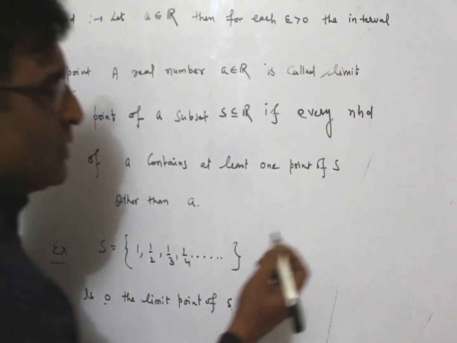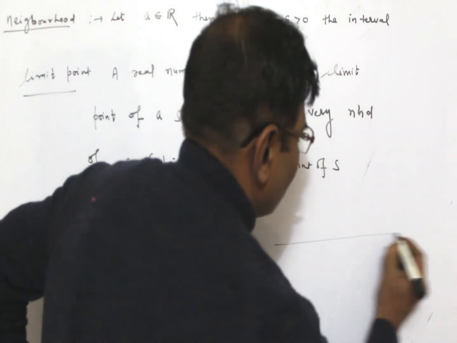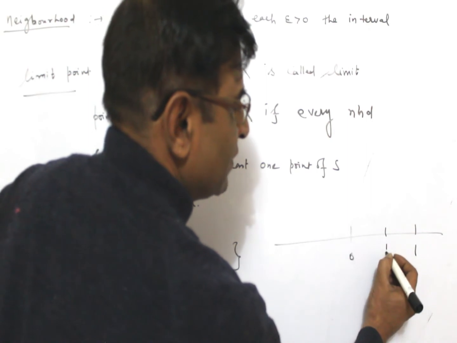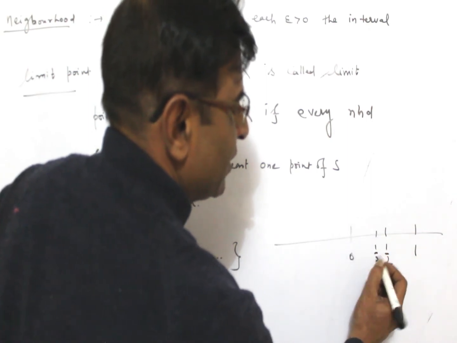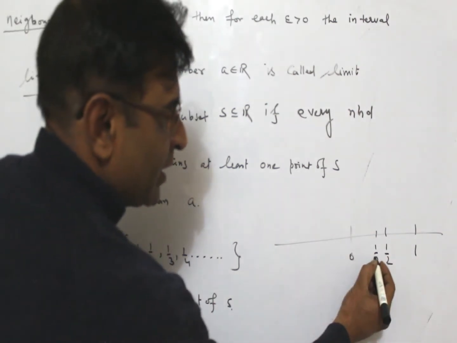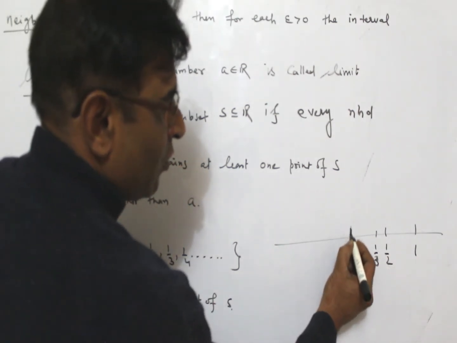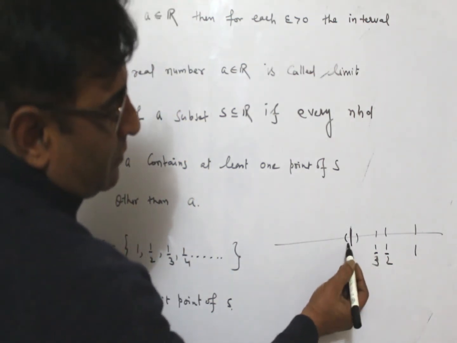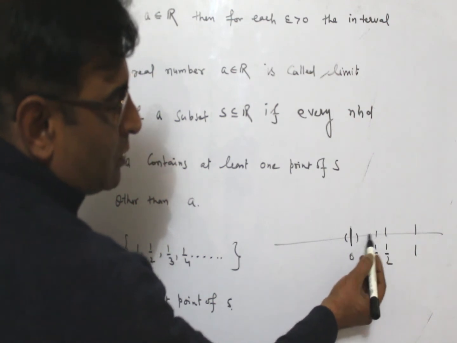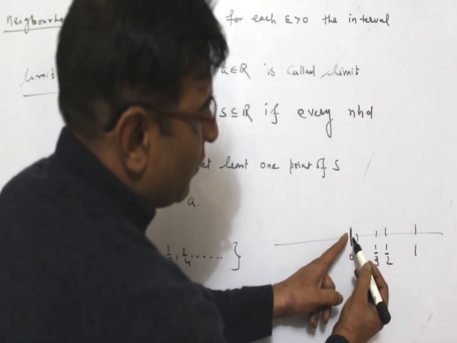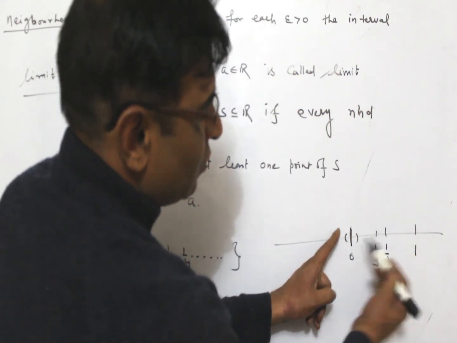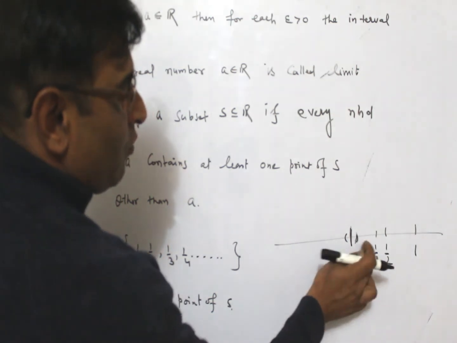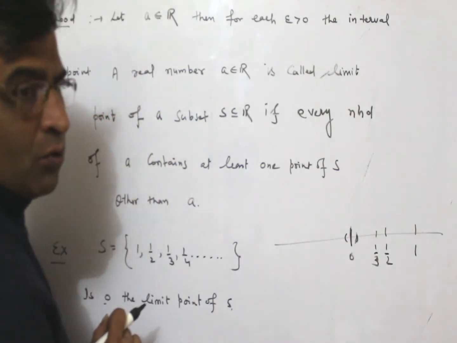Now see, if I draw the set S, then this is 0, this is 1, this is 1 by 2, this is 1 by 3. This set has elements like this. If I draw any neighborhood here around 0, then you see, because the points of S lie between 0 and 1, many points of S will fall in the neighborhood of 0.